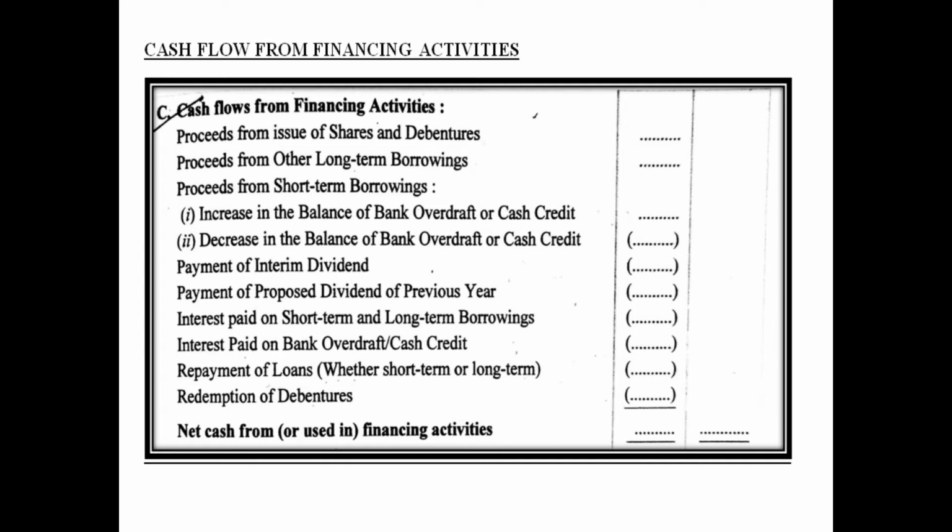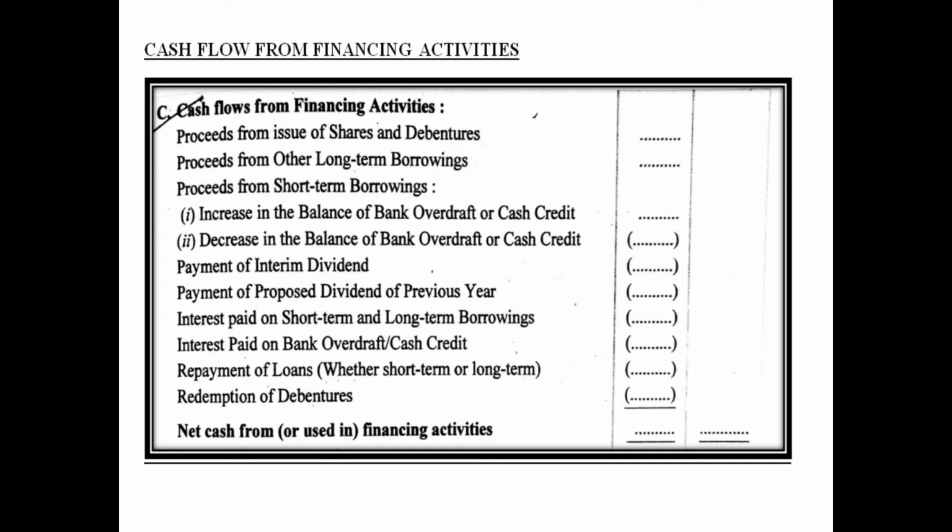Then second one is proceeds from other long-term borrowings. In the similar manner, if the company has taken any long-term loan from any other bank or any institution, then by taking that loan also the money will be coming in. There will be a cash inflow. So that will also be added under the cash flows from financing activities.